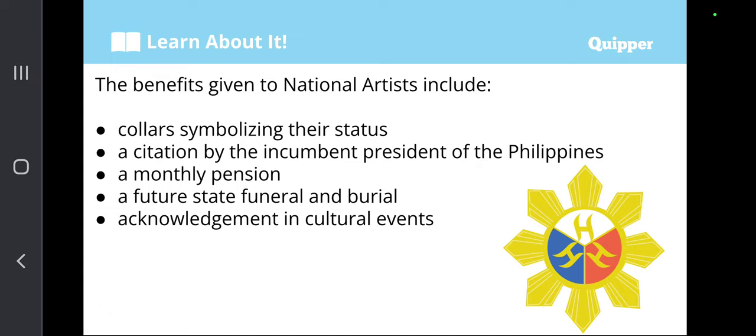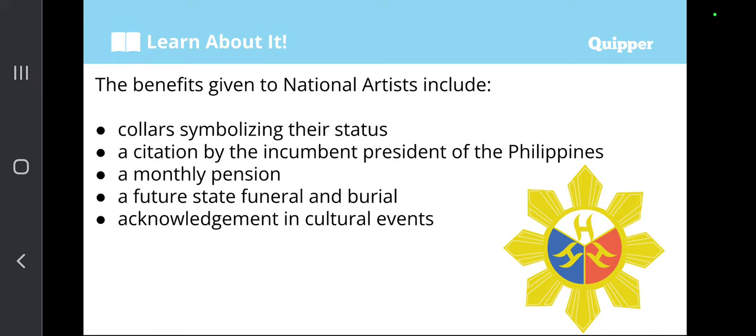Also, in the next slides, class, you are going to see a YouTube clip of the Order of National Artist Awards in 2016. This was the last awards given by the late President Noynoy Aquino in 2016, before he left office upon the election.